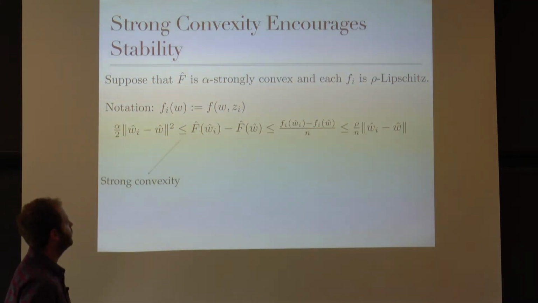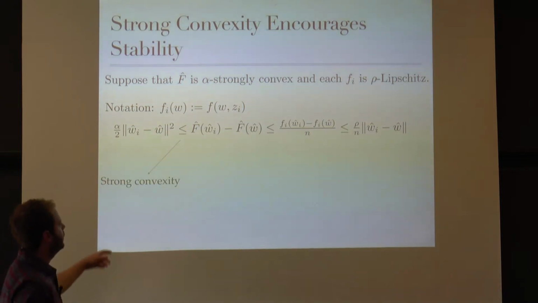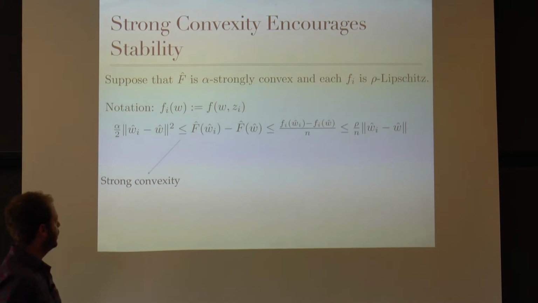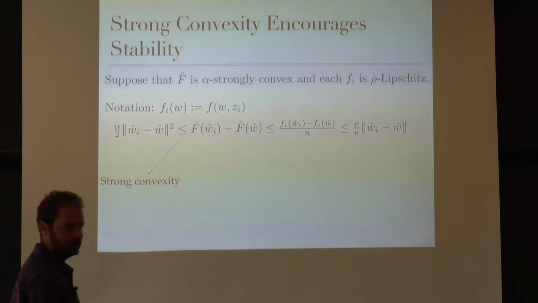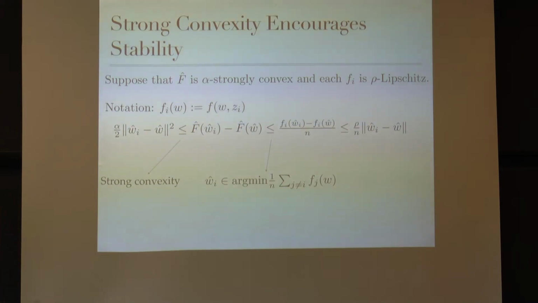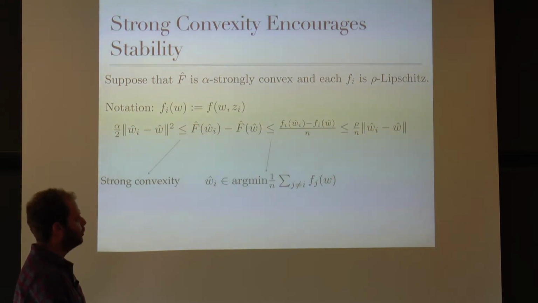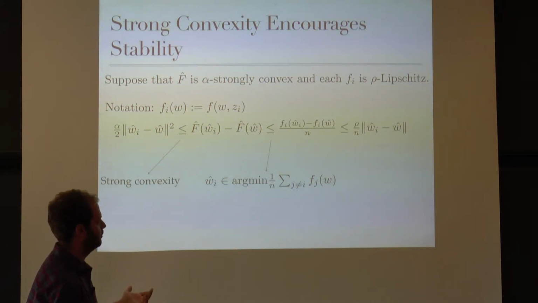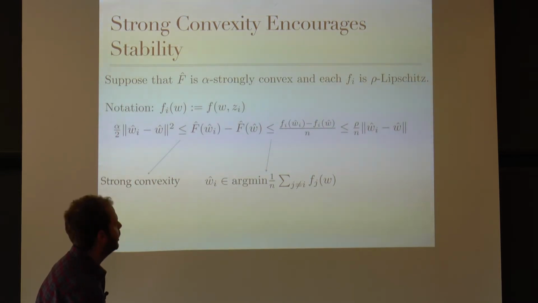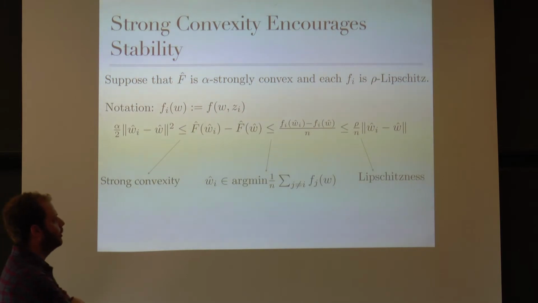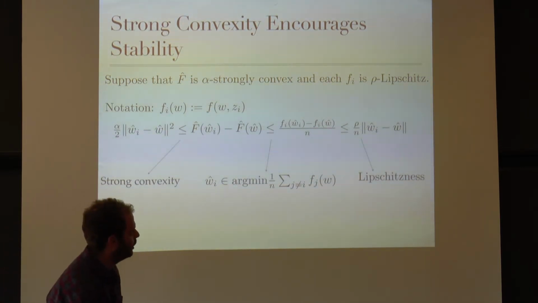by using strong convexity, we can see that the difference in the empirical risk between W^i and W^ is at least alpha over 2 times the squared Euclidean distance between these vectors. And this follows from strong convexity. But since W^i is the minimizer of the risk when we remove example i, the difference in the empirical risk is at most 1 over n times the difference in the loss with respect to the ith example, right? And using Lipschitzness, the last term is bounded by rho over n times the Euclidean distance.